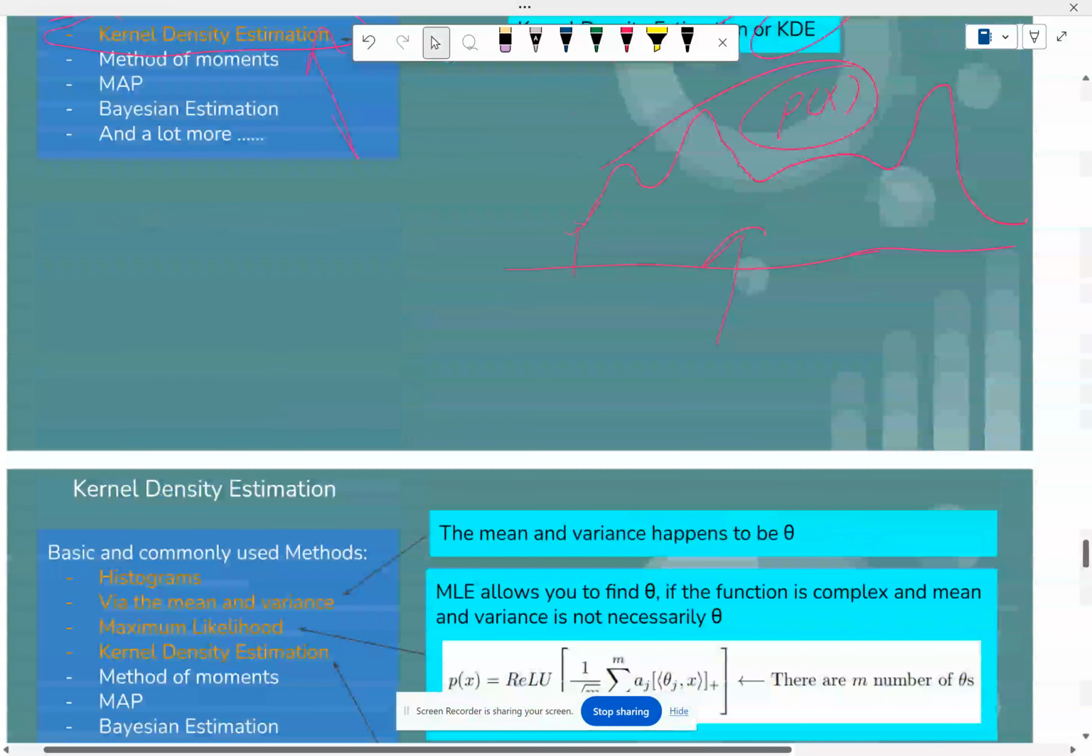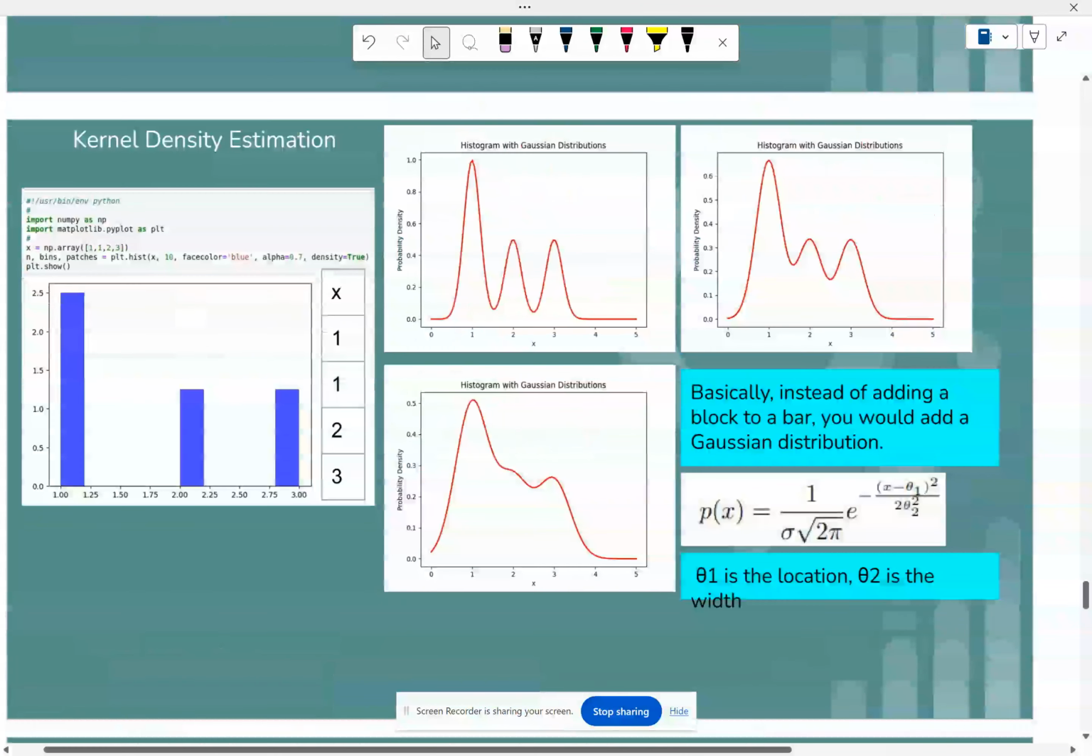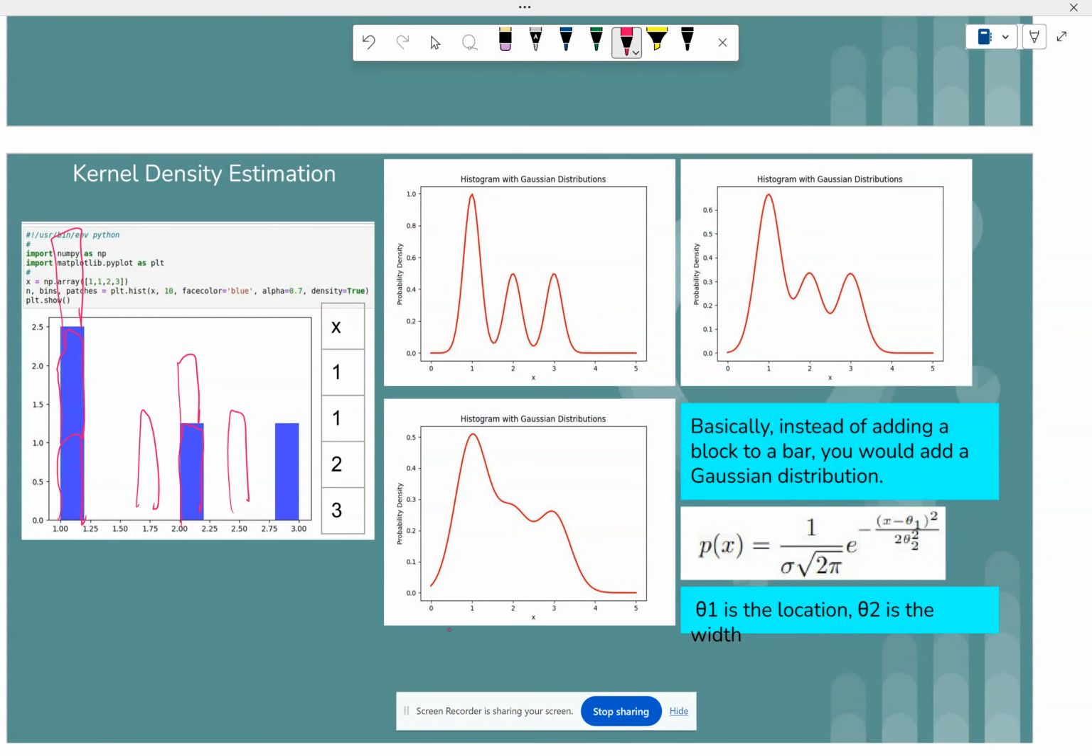Now, its power is coupled by the fact that it's actually really, really easy to do KDE. To do KDE, you need to understand how histograms work. With a histogram, if you get a sample, you put a block there. You get another sample, you put another block. And if you get the same sample, you put yet another block. So you're stacking blocks. You're constantly stacking blocks in a histogram.